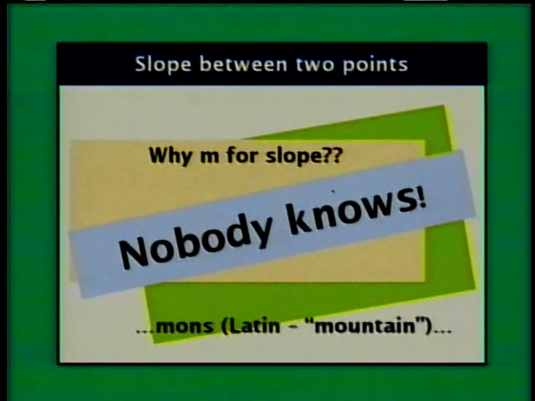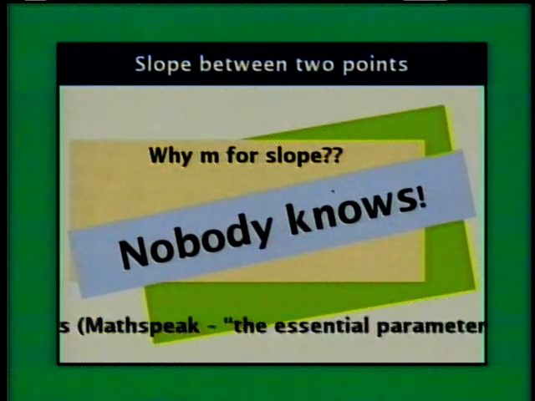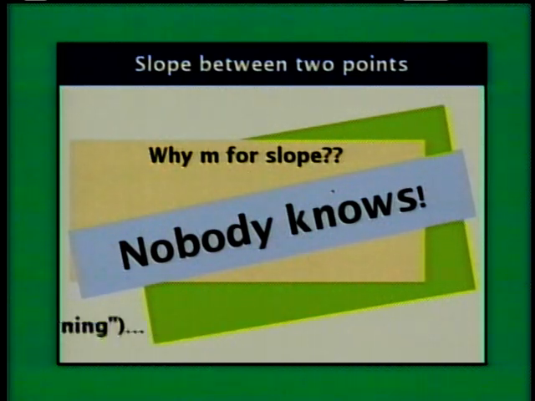There's a Latin word, mons, that means mountain. Some people think, for some reason, that that's the reason we use the letter m. There's a math word, modulus. It means the essential parameter of determining, as in the essential parameter for determining slope. Some people think that's the reason we use m. I hope that's not the reason. Anyway, the bottom line is nobody knows.